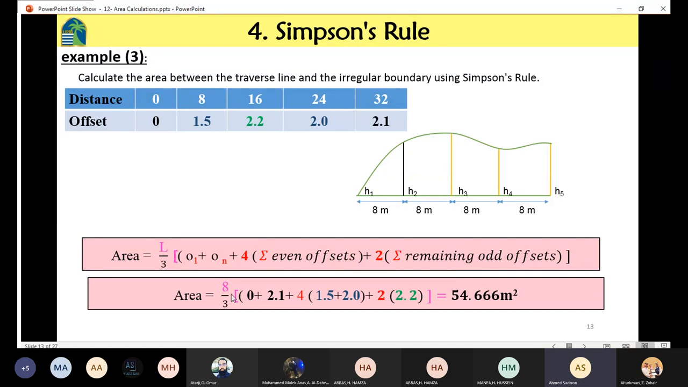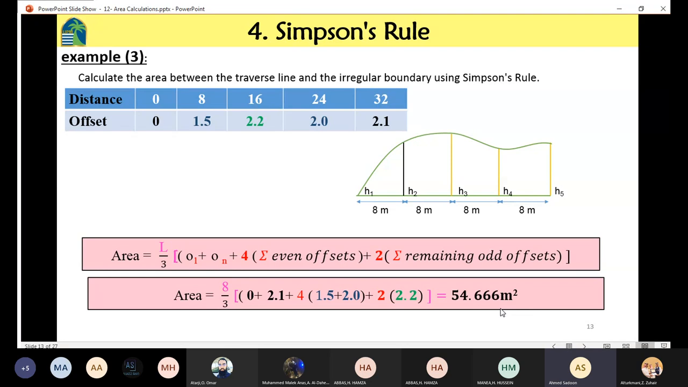The value of L is 8. Here we have O1, the first offset, and On, the last offset. Here, the summation of even offsets: I have offset 2 and offset 4. And the remaining odd offsets, we have only offset 3. We are going to plug all of these numbers in and then determine the area. The area came out to be 54.66 meters squared.